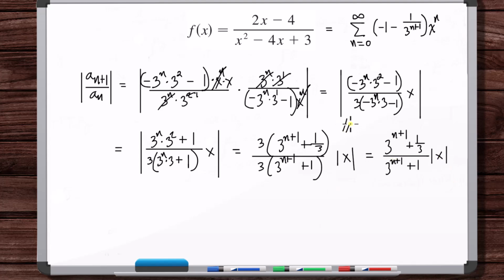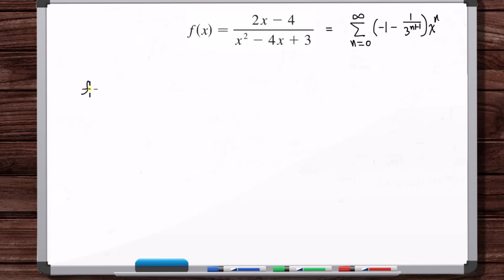Now can we take the limit as n goes to infinity of this? That's what we're doing with the ratio test. These are going to the same infinity, and as n goes to infinity, adding the 1/3 and the 1 is negligible. So this limit is going to 1. So the limit is just the absolute value of x. Now this needs to be less than 1 to pass the ratio test. So we know the radius is going to be 1. But we need to check the endpoints.